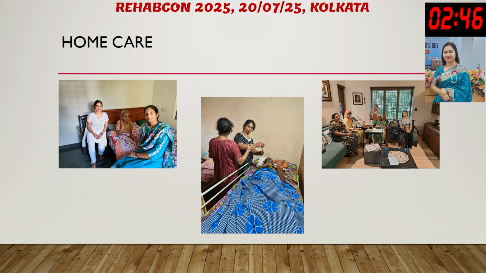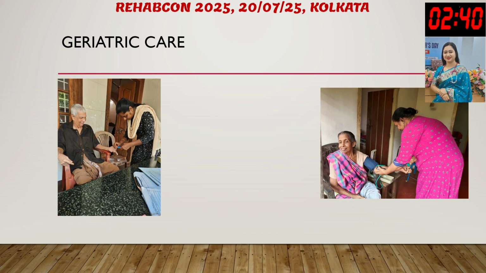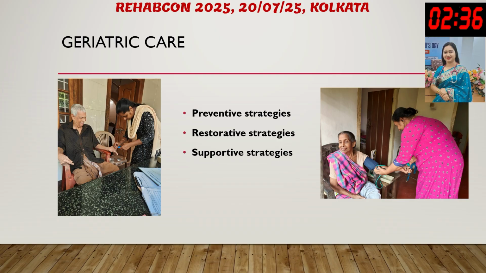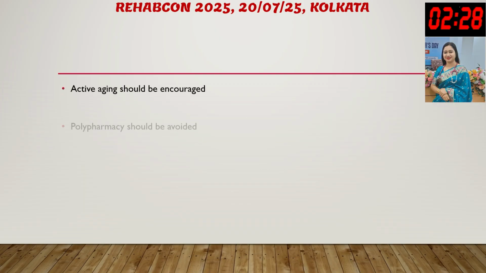These are the pictures from my palliative care fellowship. So we went for home care in these patients. In geriatric care, we follow preventive strategies, restorative strategies, supportive strategies, and rehabilitative strategies. We give them a home exercise program so that they can maintain active aging.